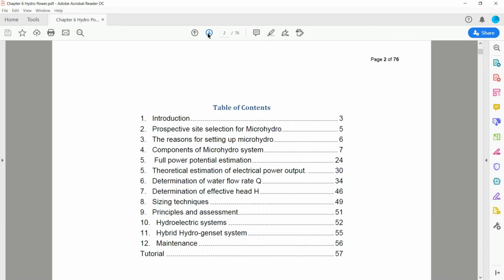Number 7, determination of water flow rate, Q. Number 8, determination of effective head, H. Number 9, sizing technique. Number 10, principle and assessment. Number 11, hydroelectric system. Number 12, hybrid hydro genset system. Number 13, maintenance.